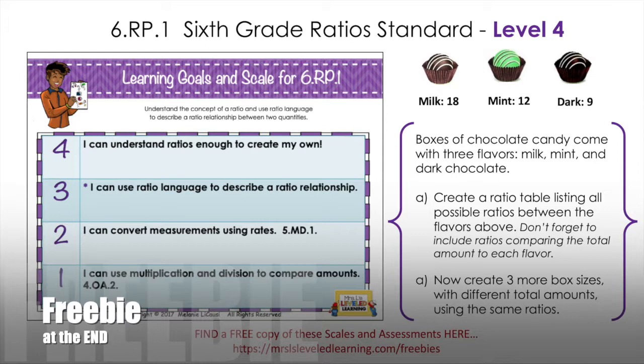A. That should be B. Now create 3 more box sizes with different total amounts using the same ratios. So once your students reduce the ratios, all possible ratios in their table, they can use the same ratios to expand again and make different amounts. So they can't use 18, 12, and 9 again in the same combination, but they might think of a different combination with bigger boxes of chocolates. This could keep your gifted kids busy for a little while in a small group or on their own while you attend to the students who really need your attention in class.